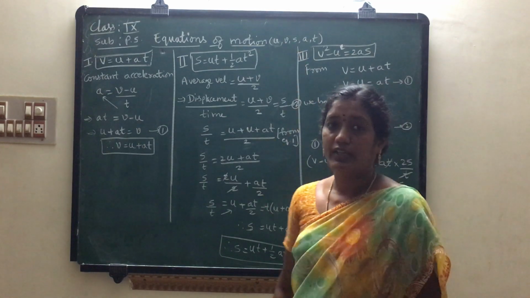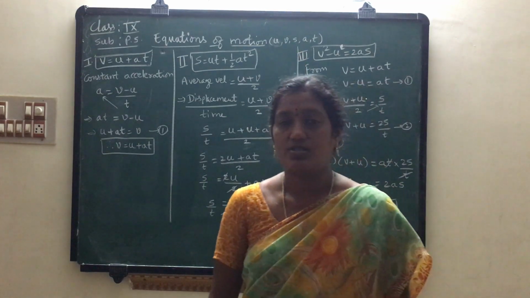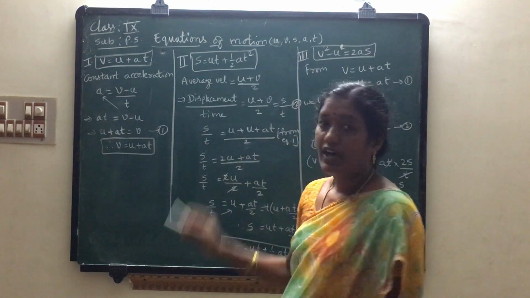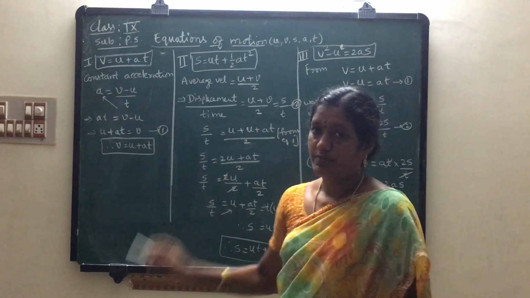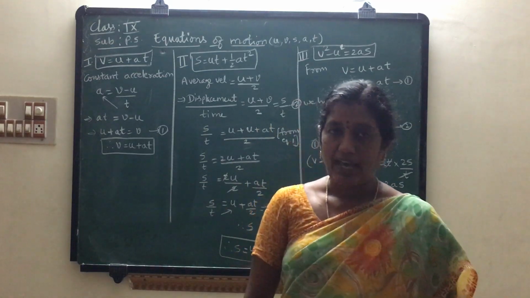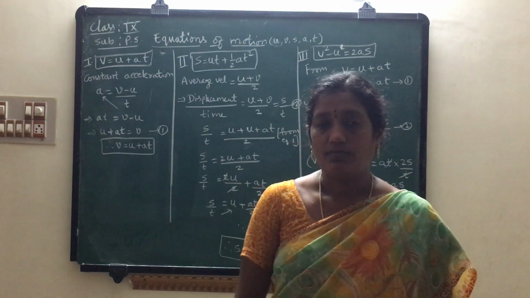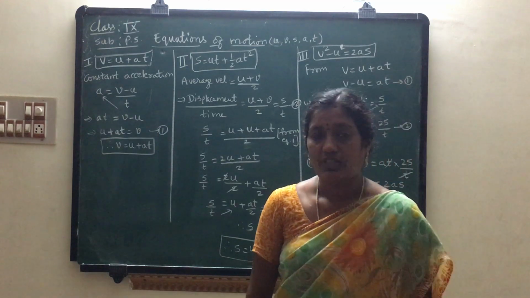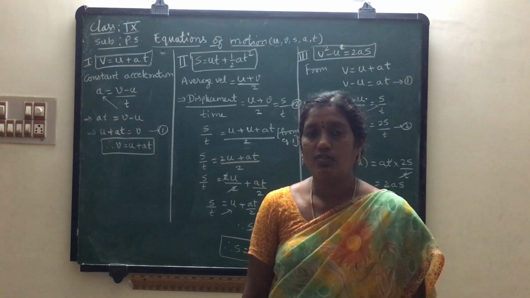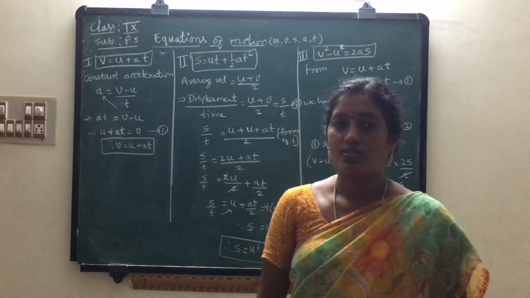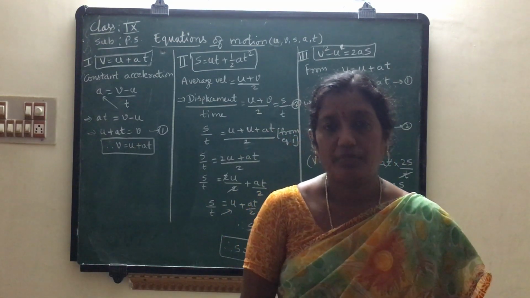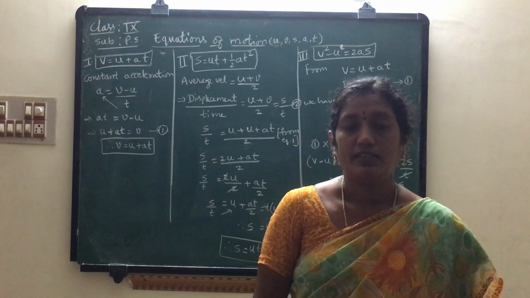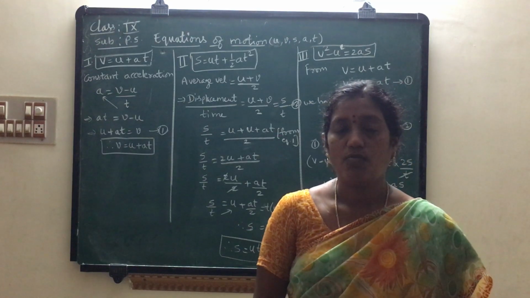What is u, children? Initial velocity. What is v? Final velocity. What is s? It is displacement. What is a? Acceleration. What is time? T. Okay children, if the equations include initial velocity, final velocity, acceleration, displacement and time, then these are called equations of motion.